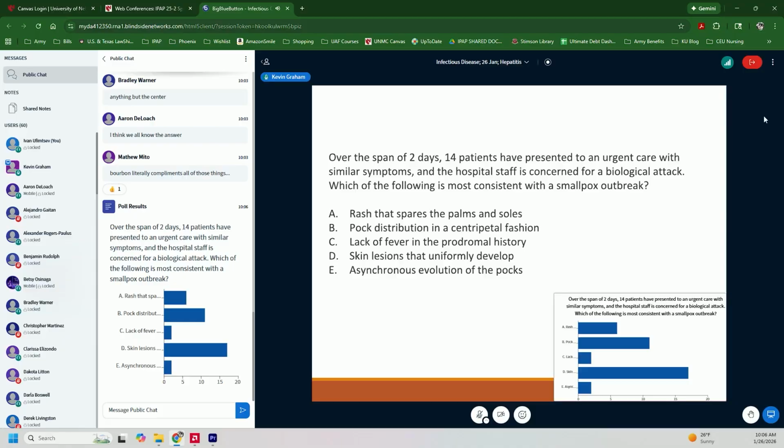All right, we'll close the poll. You can kind of see there, something tempted everybody, right? And so let's go over this. Over the past 2 days, 14 patients come to an urgent care with similar symptoms. The staff is concerned for a bio attack. This is a good example of, do we even really need the vignette to answer this question?